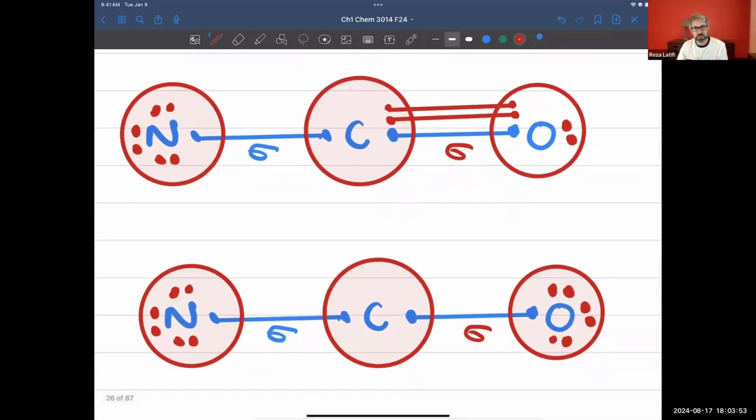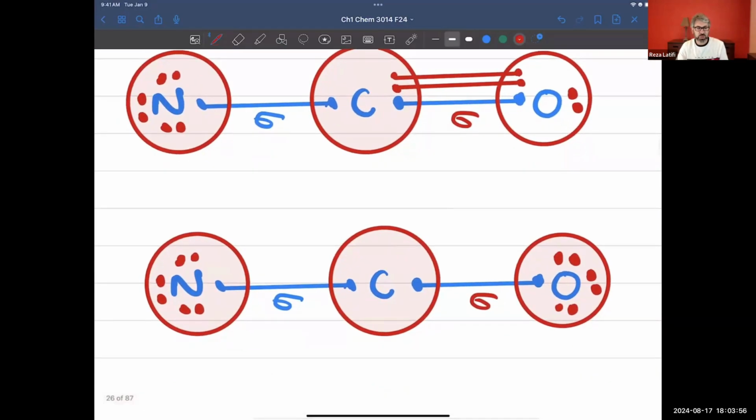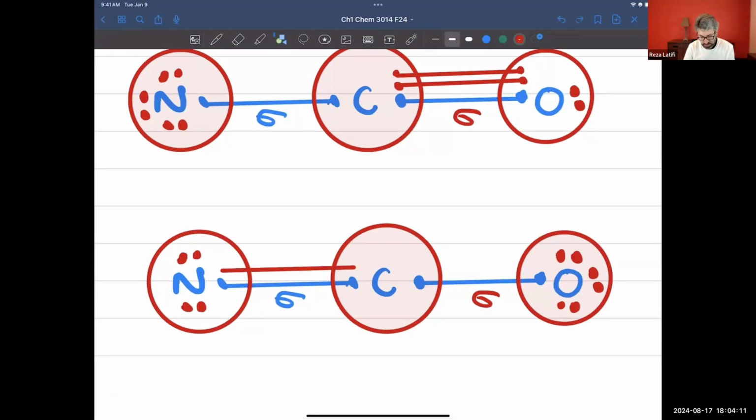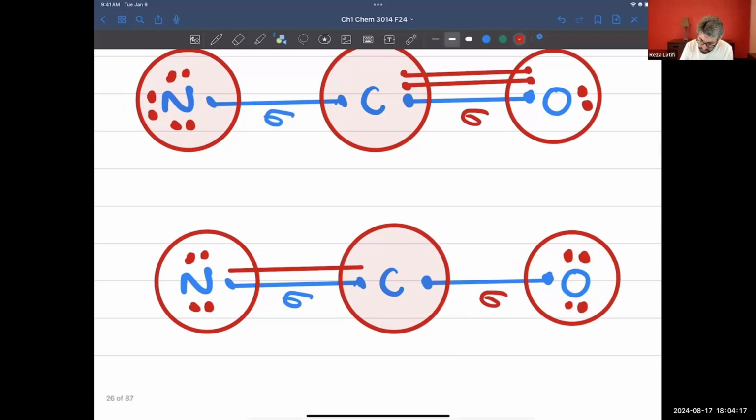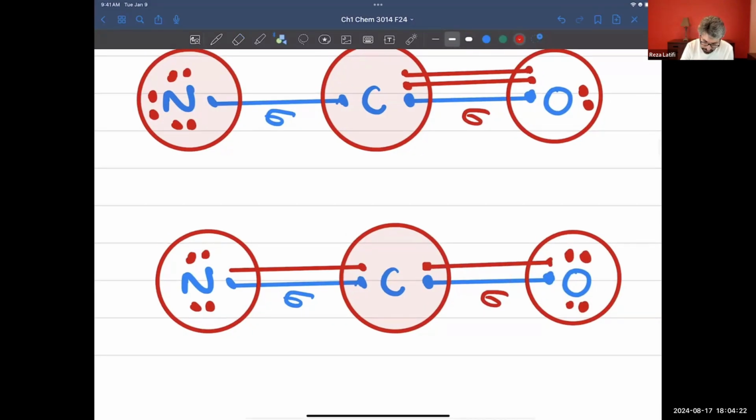Okay, that's another option. Or we can share one lone pair from each element. So let's go after this lone pair from nitrogen. That's gone. Now we're going to show it as a double bond. Double bond between carbon and nitrogen. Another lone pair from oxygen. Okay, those are pi bonds.